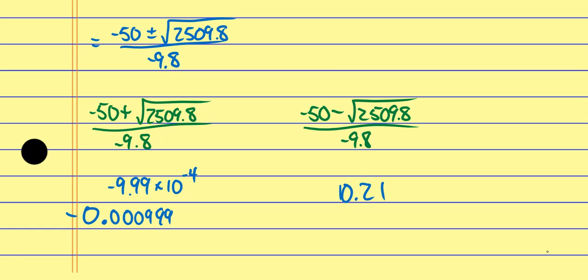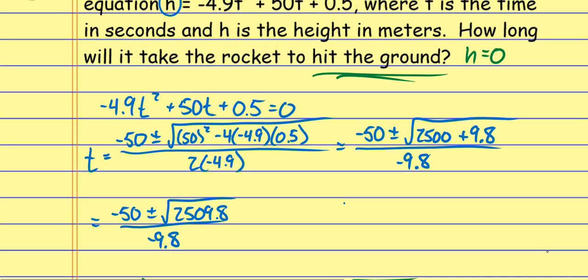And so now I have to interpret each of these answers. Again, because this was a real-world type of scenario, one of these answers doesn't make sense. Remember, I was solving for t, which stood for time in seconds. And the question is, can time be negative? And the short answer there is no. Time can't be negative. So it's going to hit the ground at 10.21 seconds. Okay? So let's go back up here and answer the question.